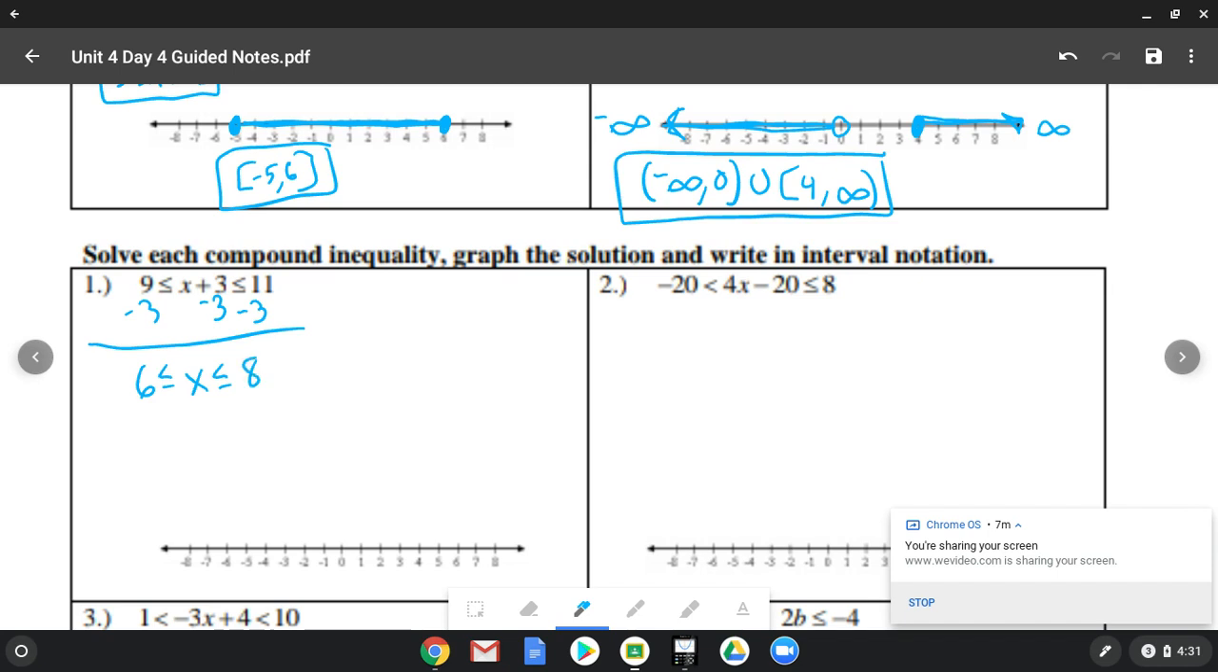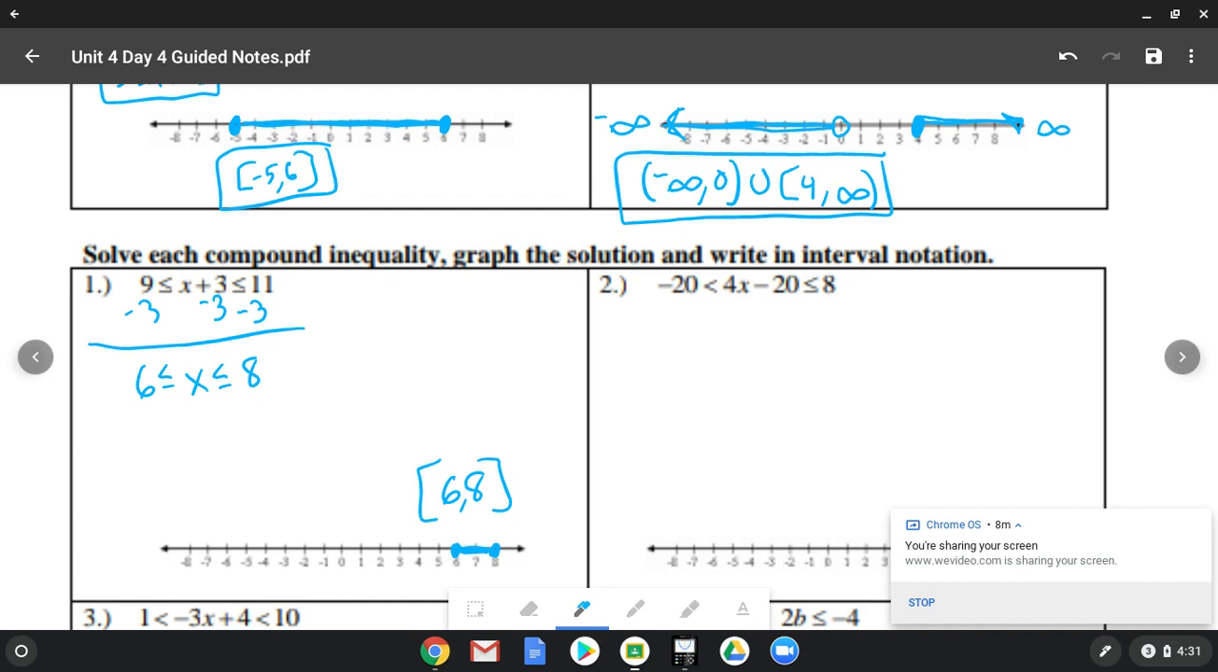So from here, those are both less than or equal to at 6 and 8, so I know they're closed circles. I know that x is in between, so that means it's an and type of inequality. So the shading should be right in between these two. And if I write that in interval notation, I know that my 6 has a bracket, my 8 has a bracket, and all we got to do is make it 6, 8.